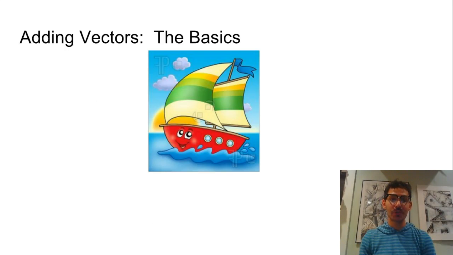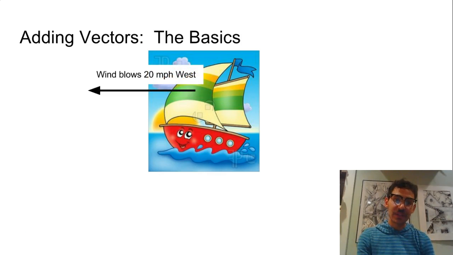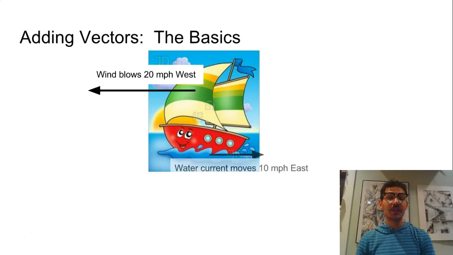Cool. So let's continue with the basics. Here we have a happy little sailboat. Oh, it's so cute. Well, this little sailboat is catching a breeze, and the wind is blowing at 20 miles per hour to the west. But the water that it is on, that water current, is moving 10 miles per hour to the east. So we have two arrows to represent the movement of our little boat, two vectors.